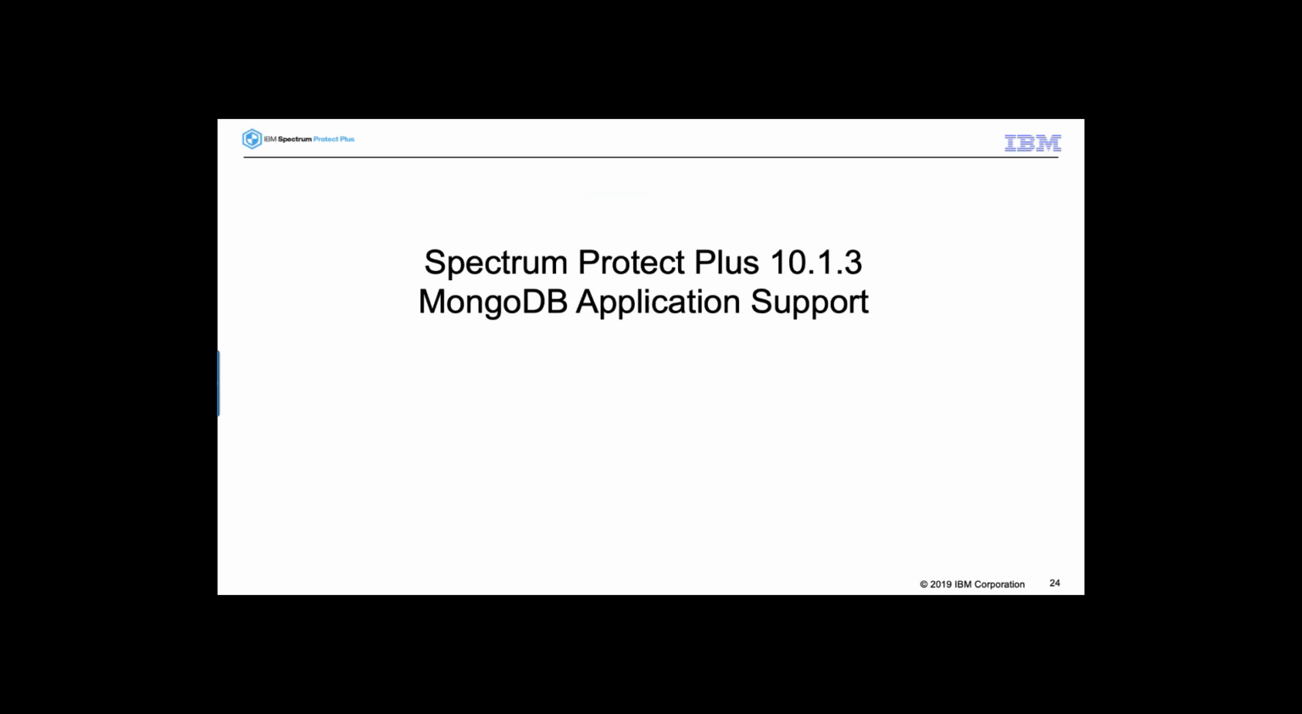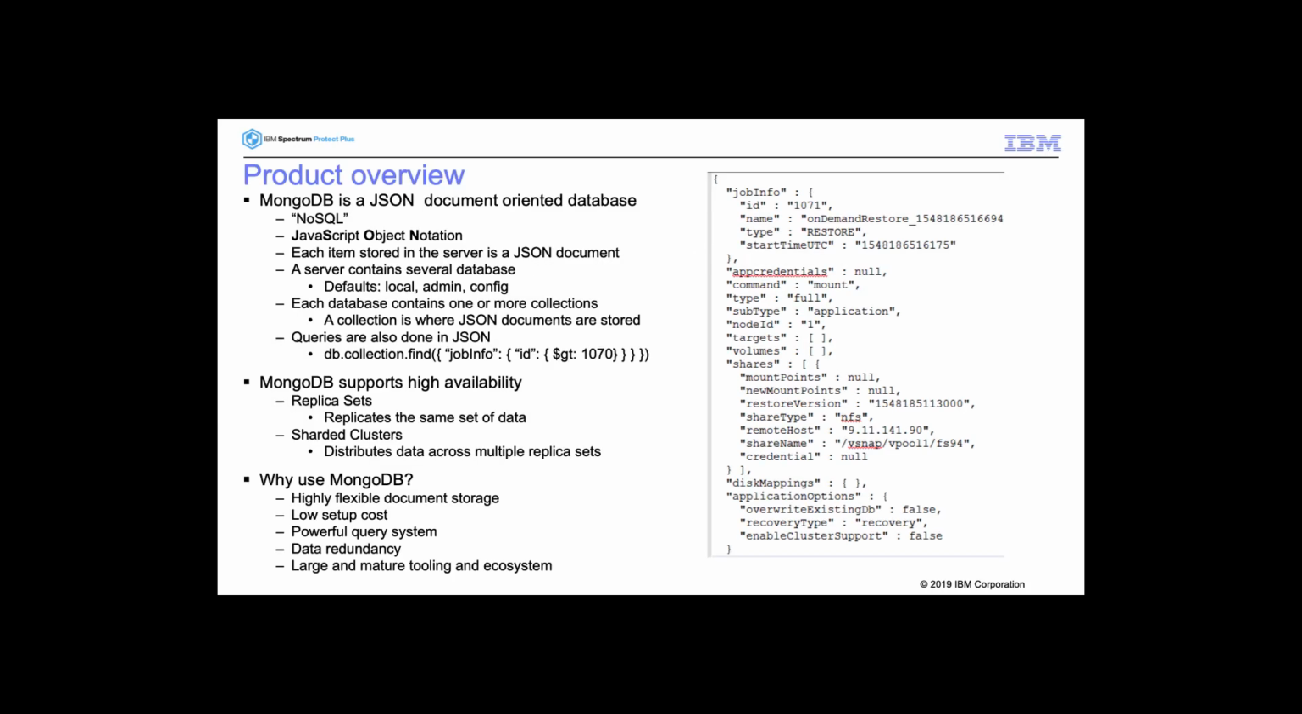Okay, so that's S3 offload to Spectrum Protect and the cloud providers. Next, we're going to move on to Spectrum Protect Plus 10.1.3 and MongoDB application support. So before we get into the details of MongoDB and how Spectrum Protect Plus protects it, for me personally, MongoDB was one of those databases that is new. It's a more modern database, and I wanted to provide just the briefest overview of MongoDB and what it's all about so we can talk about the data protection aspects of it.